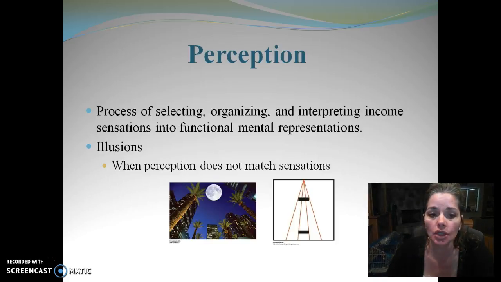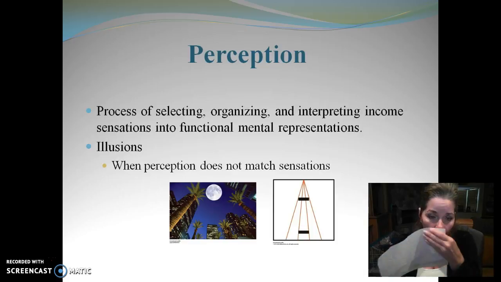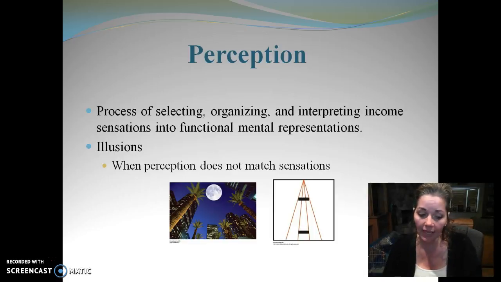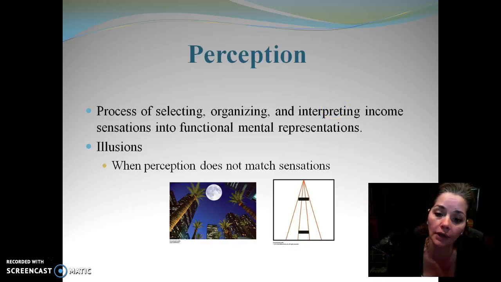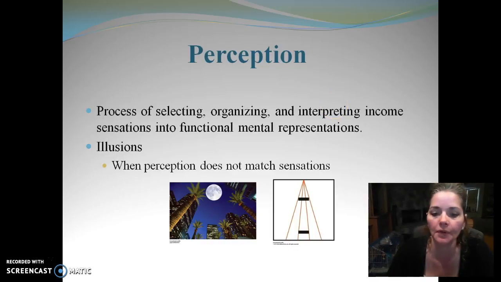I'm going to talk to you a little bit about perception today. So perception is our mental understanding, our cognitive understanding of the sensory information. It involves selecting, organizing, and interpreting those sensations and creating a comprehensive and coherent cognitive understanding of that information. And sometimes illusions can cause a disparity between what we're actually sensing and what we're perceiving.